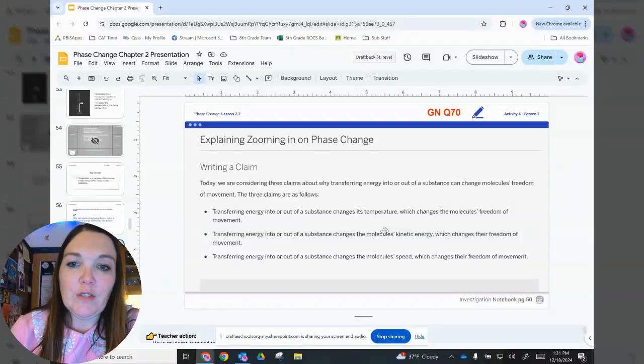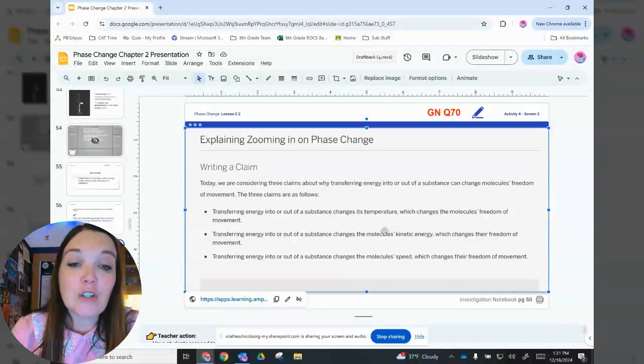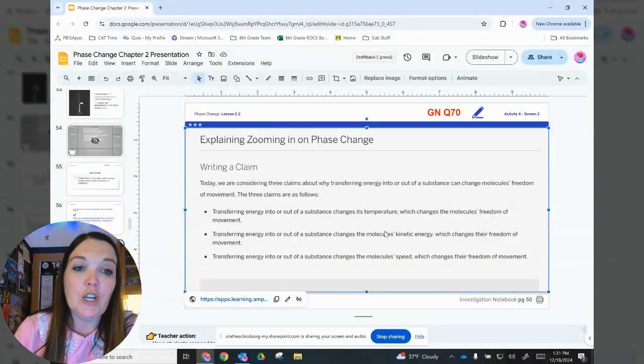The 3 claims are as follows. First, transferring energy into or out of a substance changes its temperature, which changes the molecule's freedom of movement. Transferring energy into or out of a substance changes the molecule's kinetic energy, which changes their freedom of movement. Or transferring energy into or out of a substance changes the molecule's speed, which changes their freedom of movement.